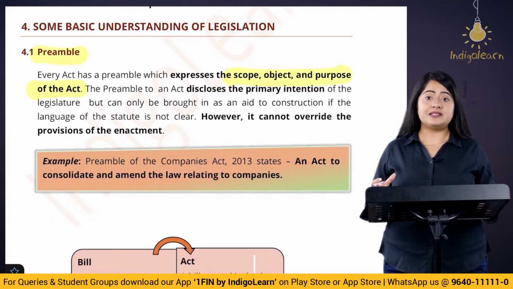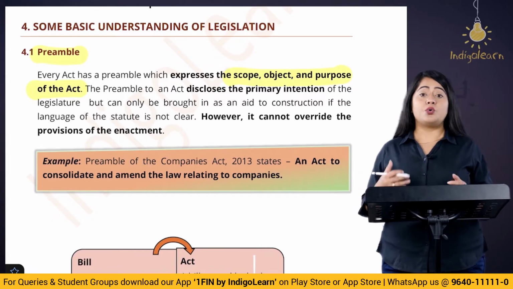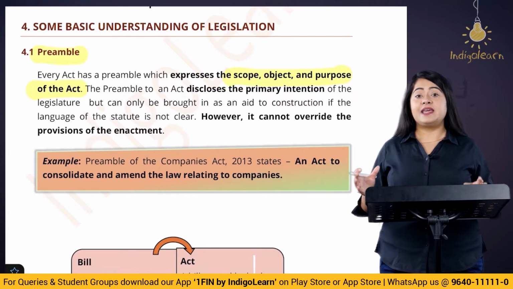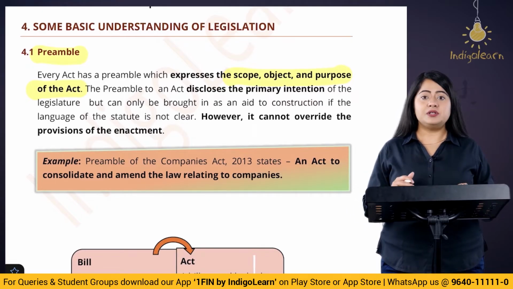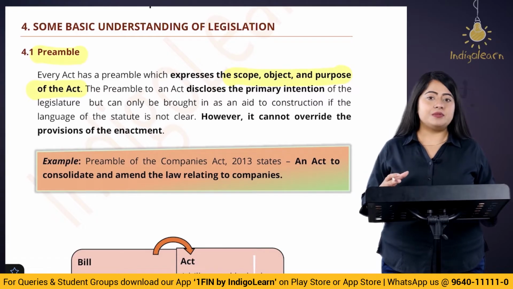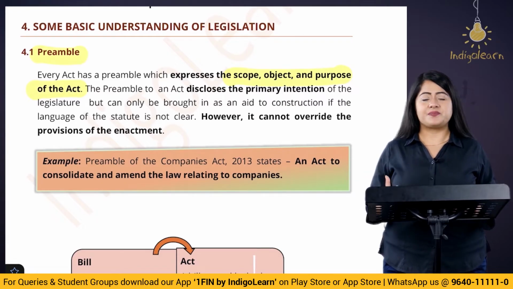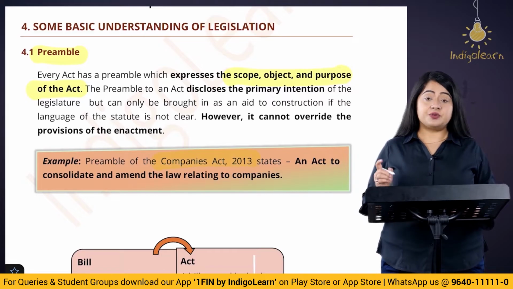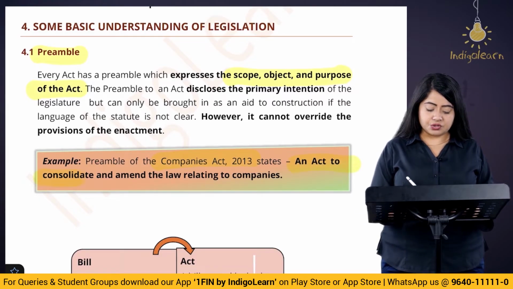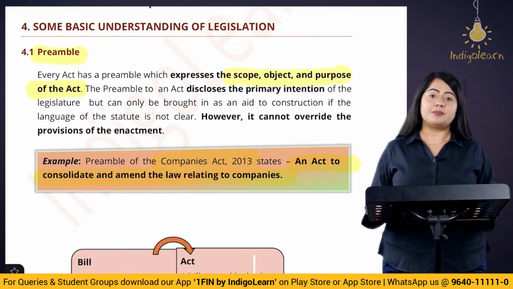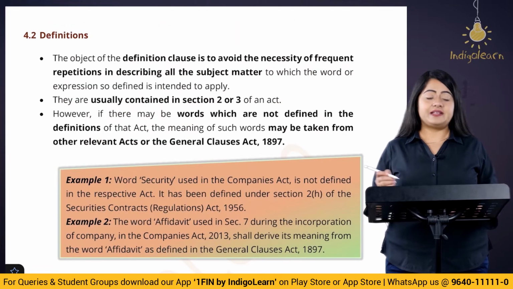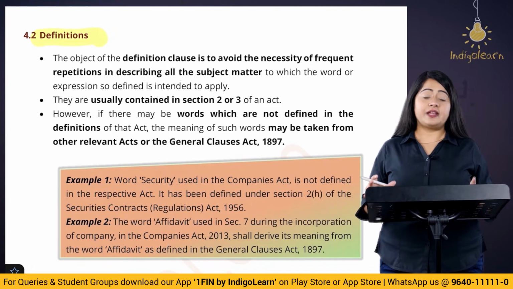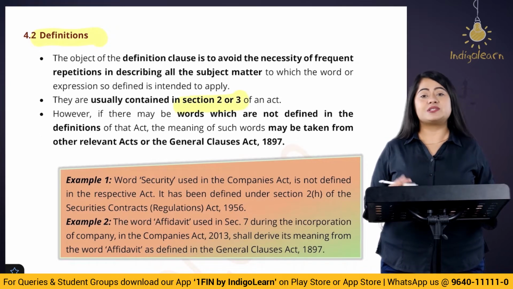When we talk about the Companies Act, then the Companies Act talks about all the rules and regulations that apply on the companies. Now, for all of these different acts, in the act itself, there is a preamble before the act starts. And this preamble basically defines what is the purpose of that act. Okay, so for example, in case of the Companies Act, the preamble says, this is an act to consolidate and amend the laws relating to companies. Very simple. The next word we are studying is definitions. Now, in any statute, you are going to find definitions in either section number 2 or section number 3.